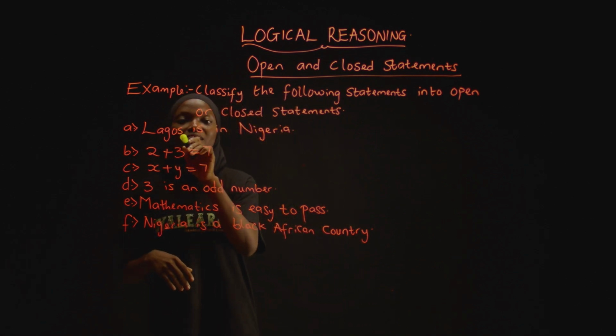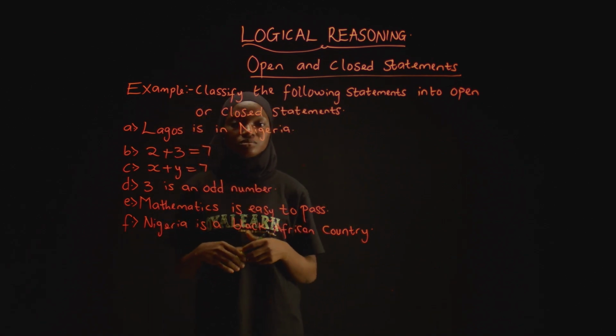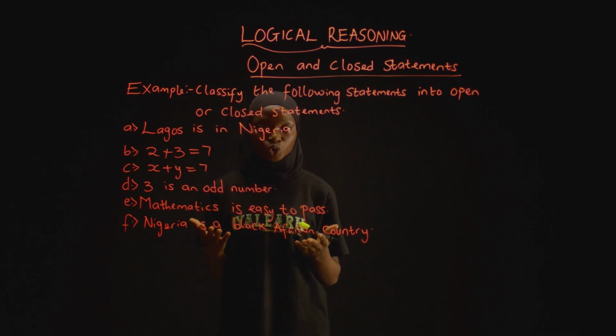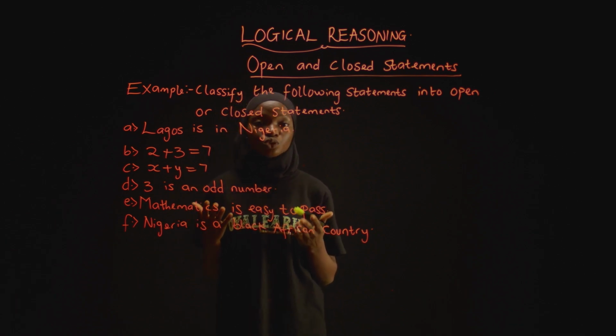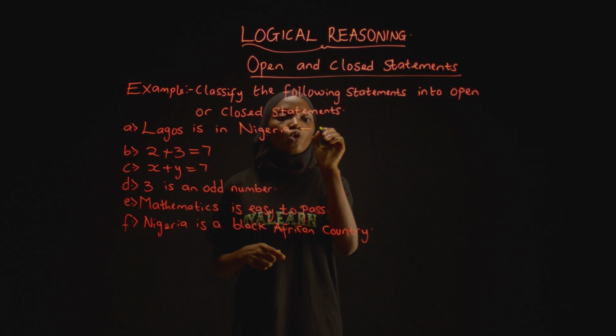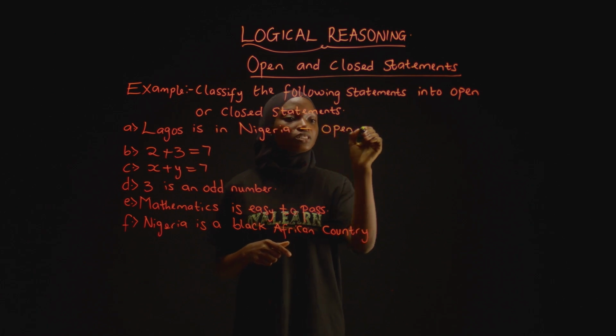We have "Lagos is in Nigeria." Yes, it is in Nigeria. It is true that it's in Nigeria. We can determine that it is true. So that means this is an open statement.